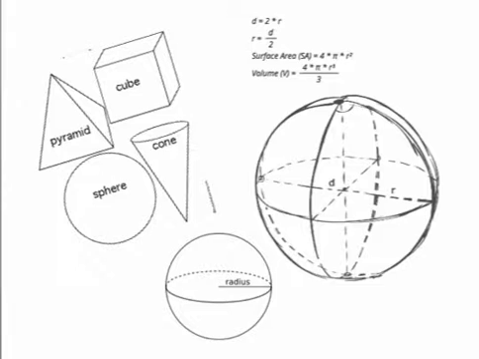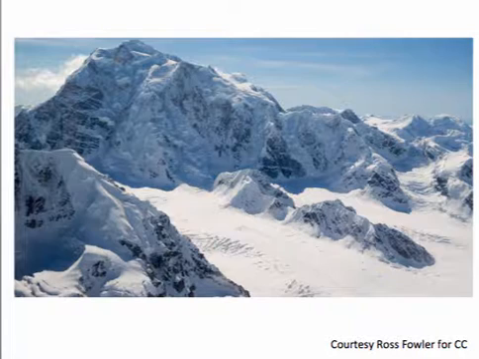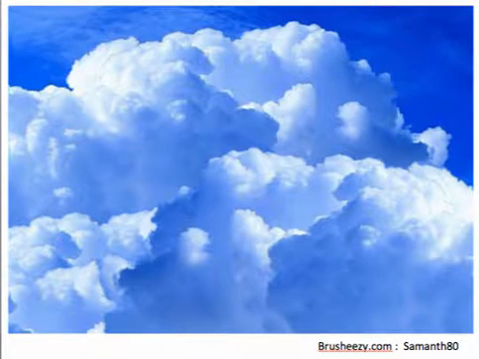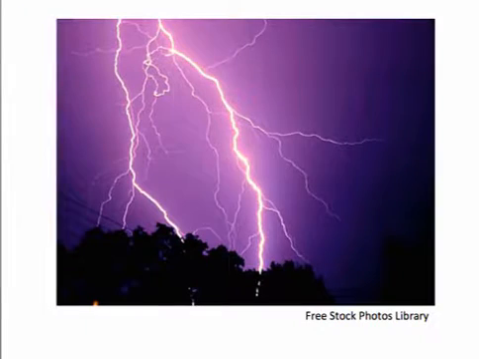He noticed that the shapes in the geometry he studied were all smooth. When he looked out at nature and the world, he noticed that those shapes were not smooth. They were very rough and complicated. Mountains were not smooth like triangles. Clouds were not smooth like spheres. Lightning was never in a straight line.